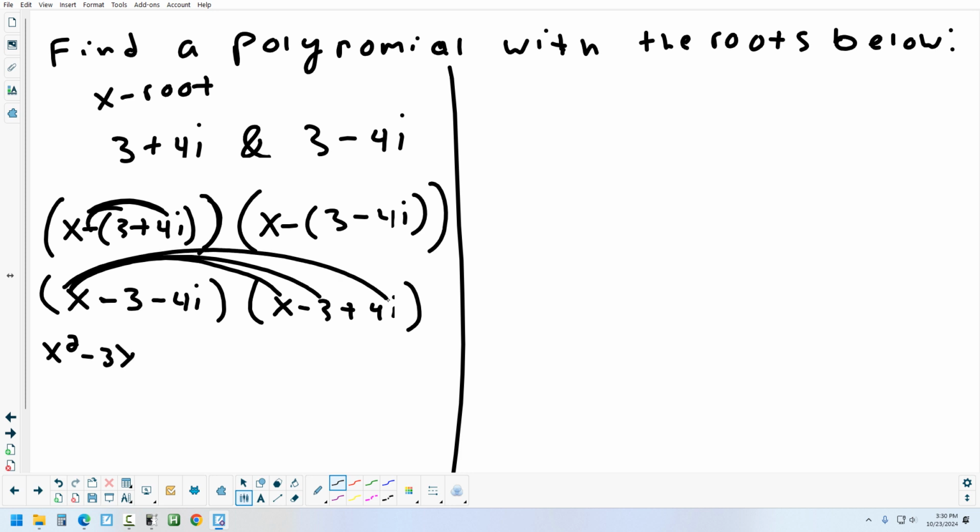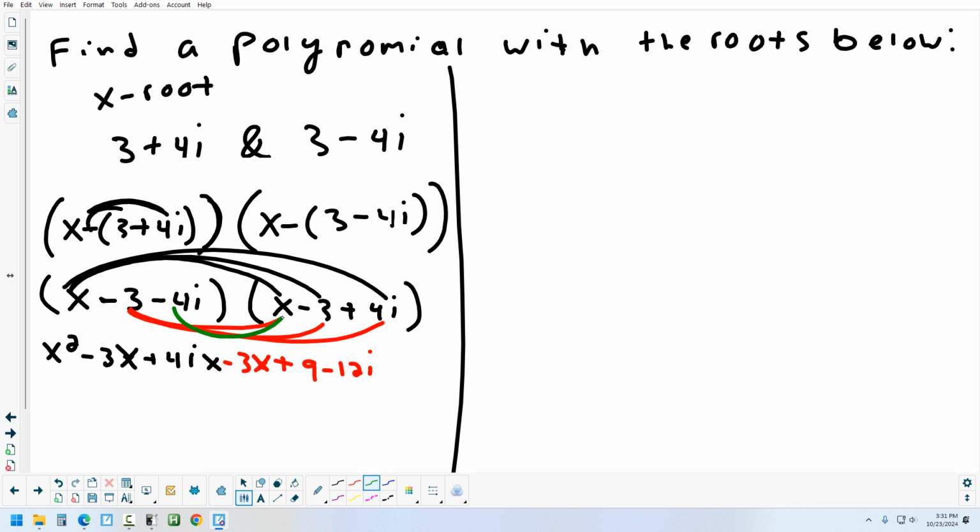X times 4i, that's going to be 4xi. Same thing, 4ix. Okay, and now how about negative 3 times x? Negative 3x. Negative 3 times negative 3? That would be 9. And negative 3 times 4i. Negative 12i. And the last one, negative 4i times x.